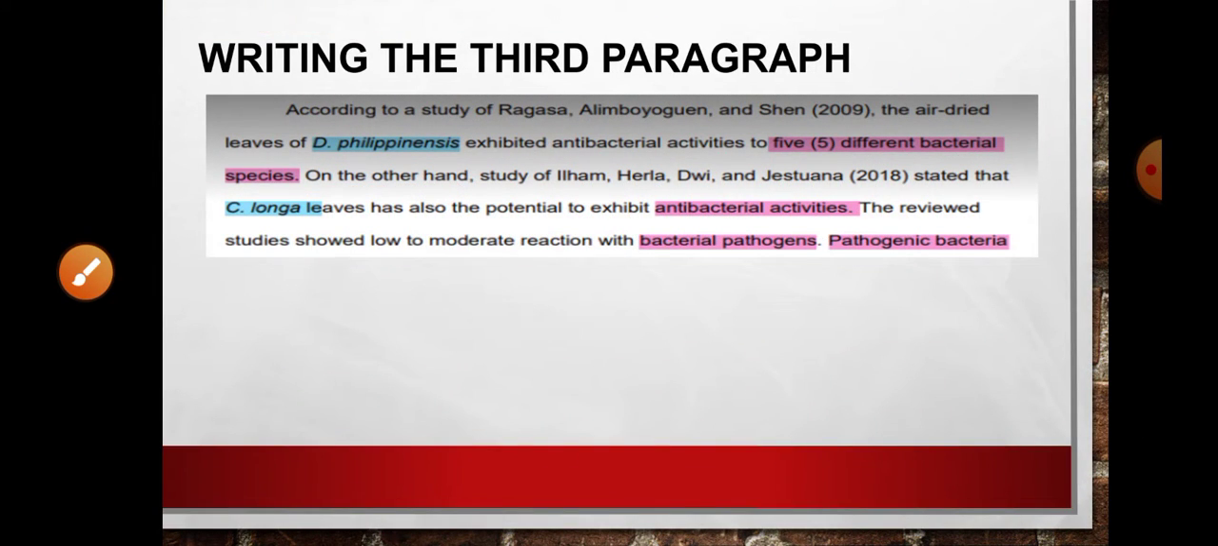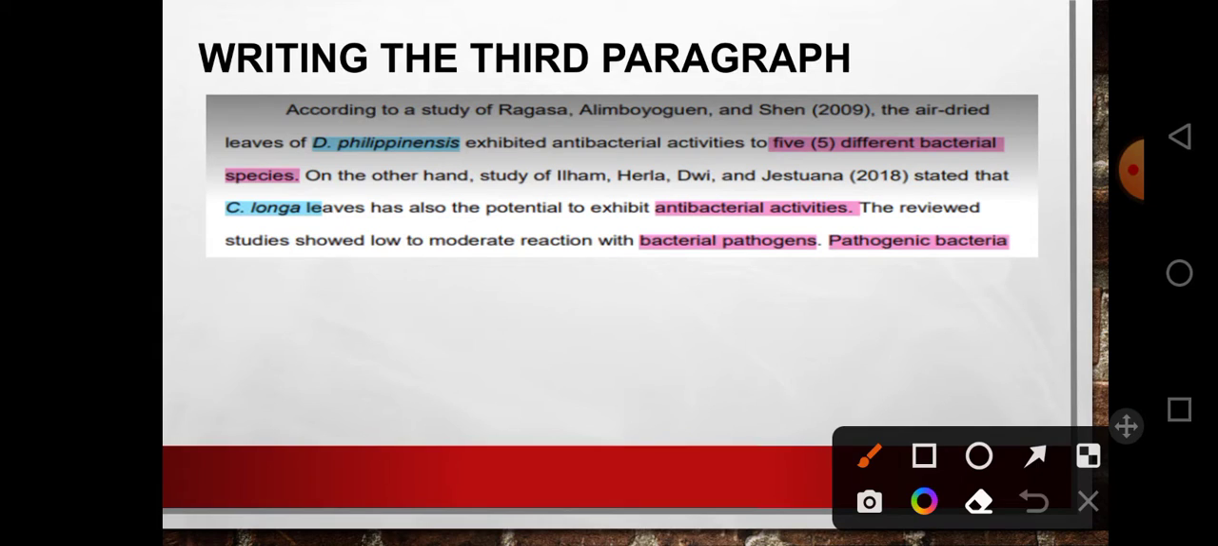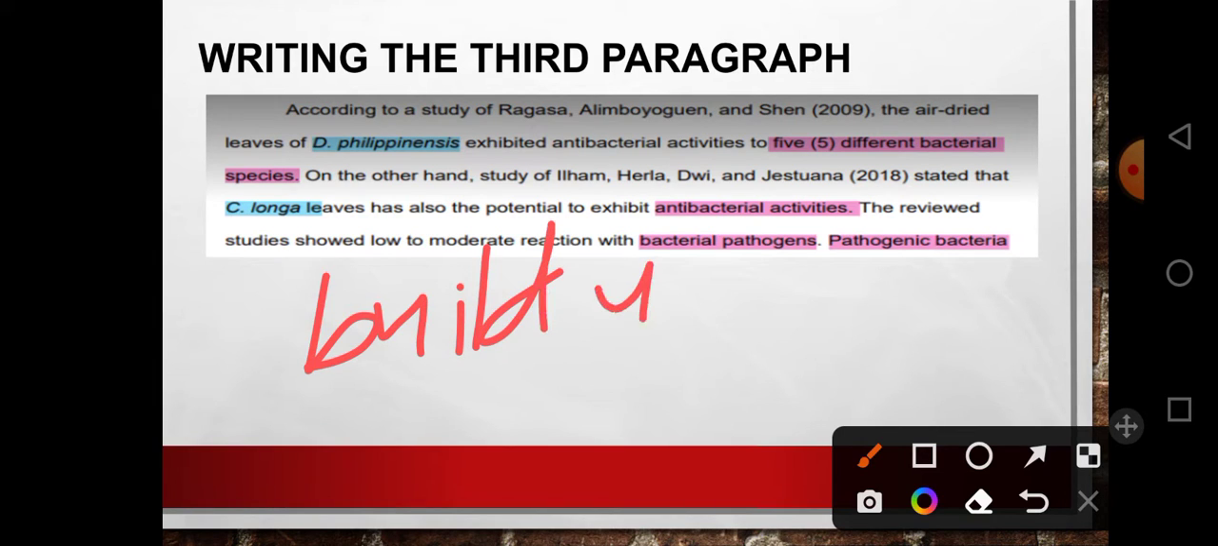So we have here the example. Let's focus on the first part of the third paragraph. This first part is the build up of the third paragraph. It is known as the build up. And notice how it hinted at the dependent variables.